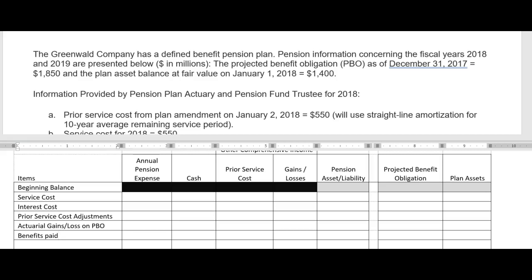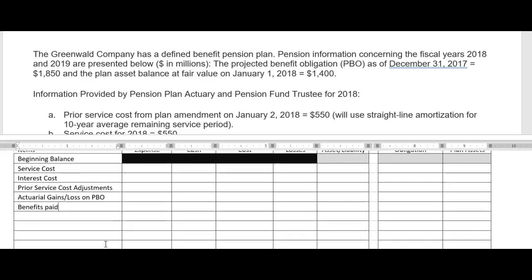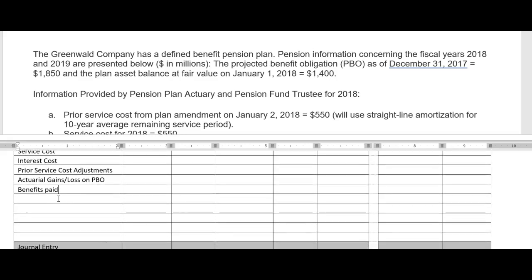That actually reduces our obligation because every time we pay an employee a payment, we no longer owe them that benefit, so it reduces the amount we owe there. So that's the 5 components that make up the projected benefit obligation. Now, let's talk about the next piece, and that's the plan assets.